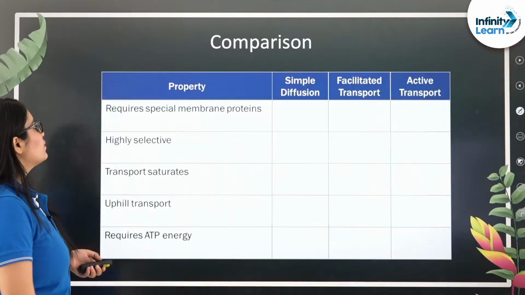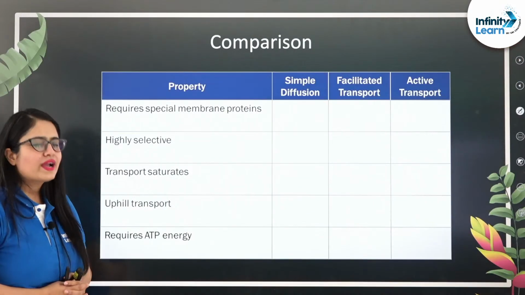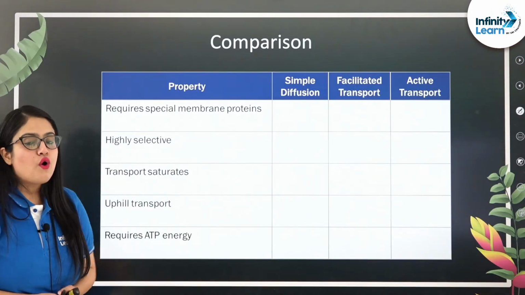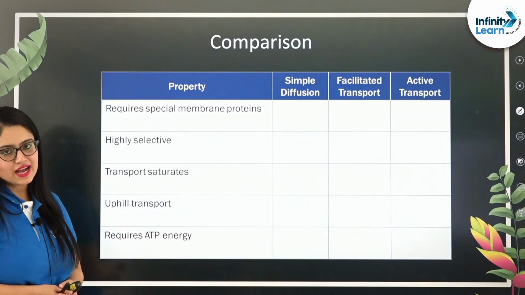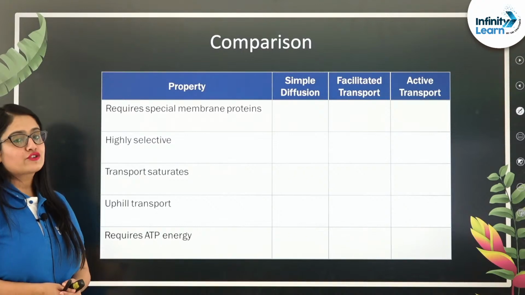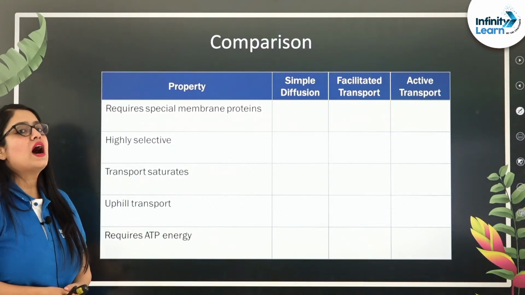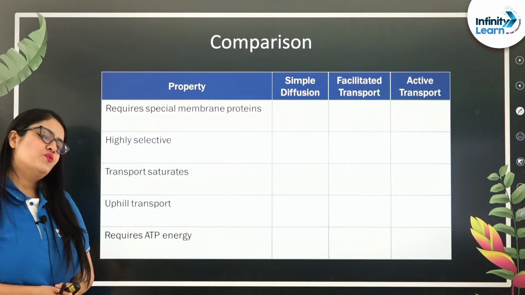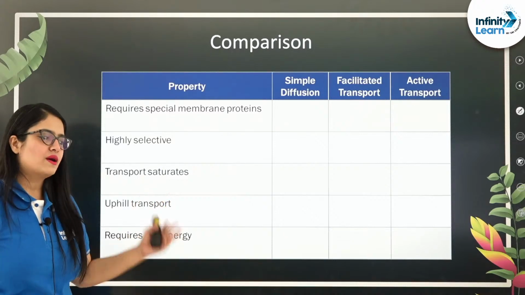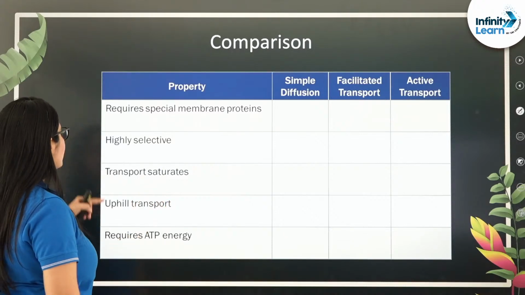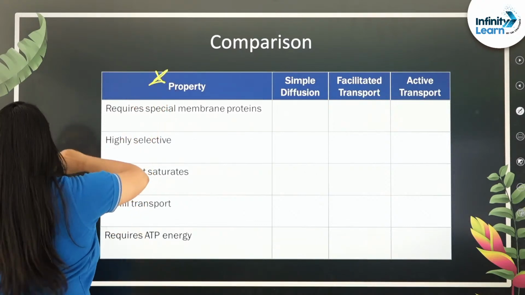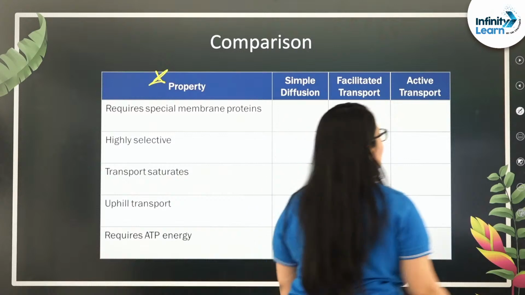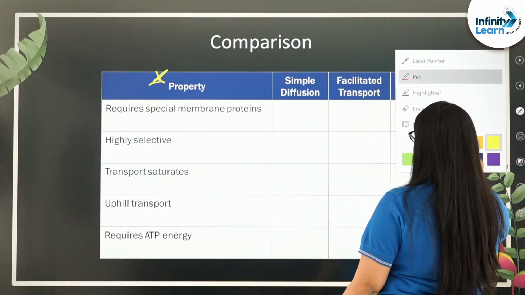Now what we are going to do is a quick comparison between all the three means of transport: simple diffusion, facilitated diffusion and active transport. This table is actually going to help you in getting answers correct in your MCQ questions, students, right? So this is a quick summary. With the help of these important properties, we are going to do a very quick, very easy and very important comparison.